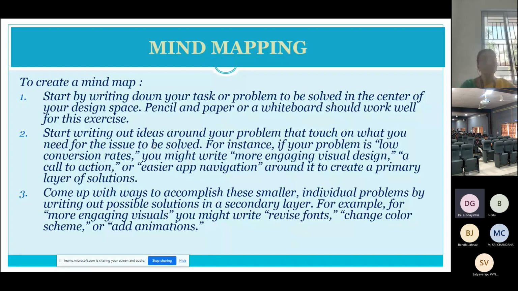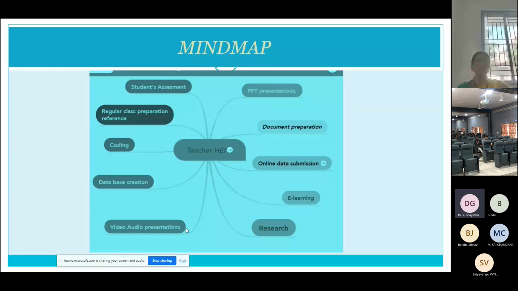Then you will select which one will have more impact, which one you can do very easily, and which one needs more effort. All these things you can analyze. Here you come up with ways to accomplish these smaller individual problems by writing out possible solutions in the secondary layer. Like the font, more engaging visuals, you must write revised fonts, change color scheme, add animation. First layer you will write something, second layer you will write something, third layer you will write something. Like that you can do it. So this is mind mapping.